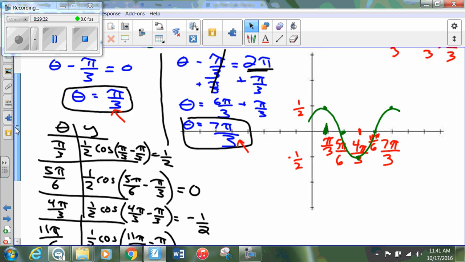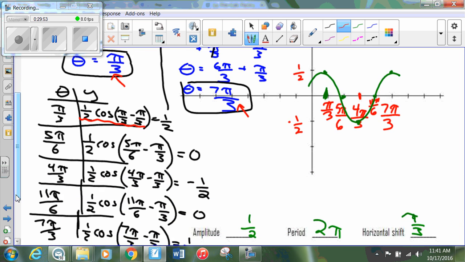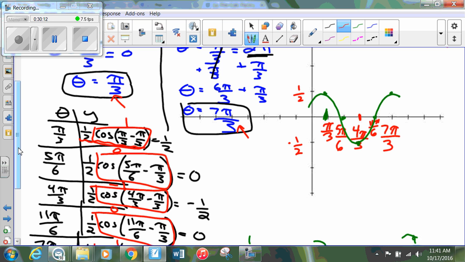And the only reason why is because we've got this 1/2 there. So here's a shortcut. Once you set up your tick marks, you don't even have to do all of this work. You can just say to yourself, I know that this part right here is going to be 1, this part is going to be 0, this part is going to be -1, this part is going to be 0. I don't have to plug it in. I just know these things.